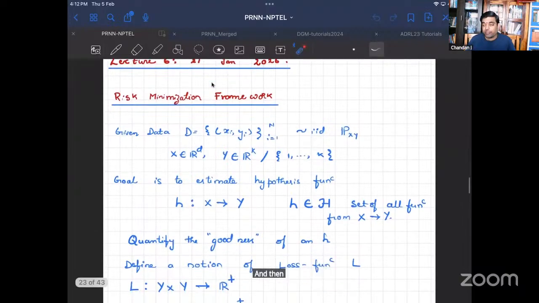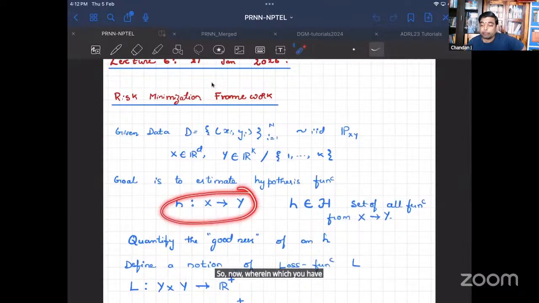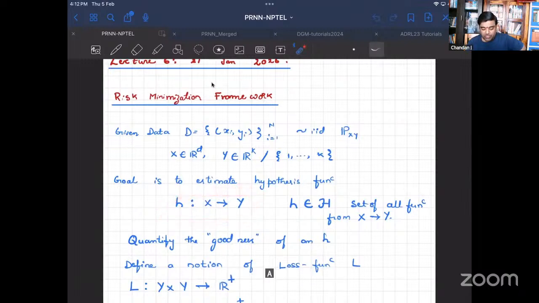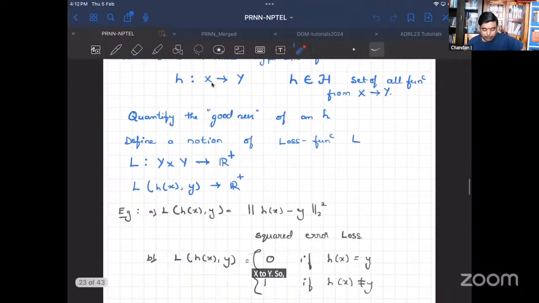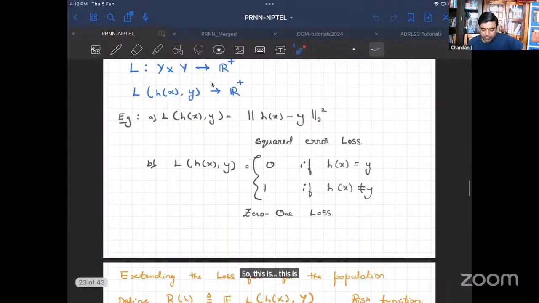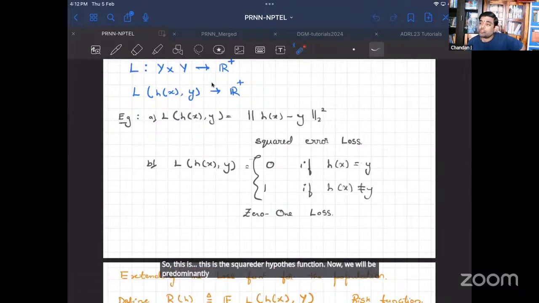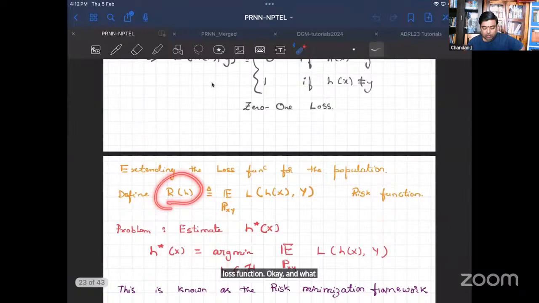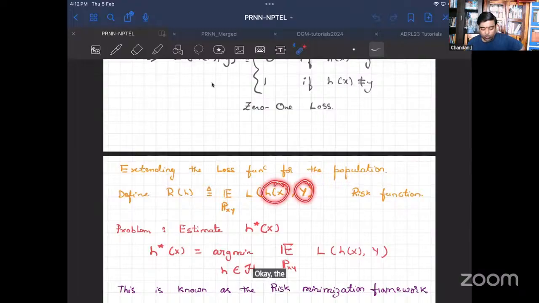And then we come to what is known as the risk minimization framework. Now you have the hypothesis function, which is mapping from x to y. This is the square error hypothesis function. Now we will predominantly be looking into the 0-1 loss function. And what is the risk? Risk is defined as the loss incurred.